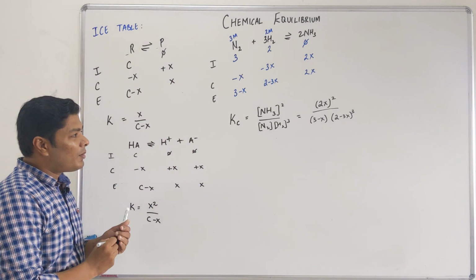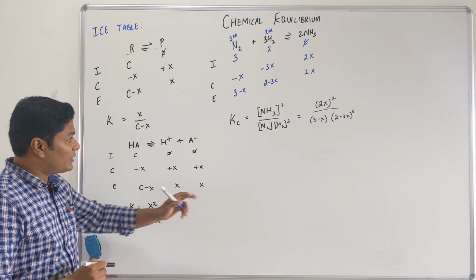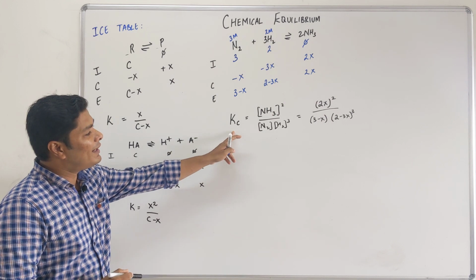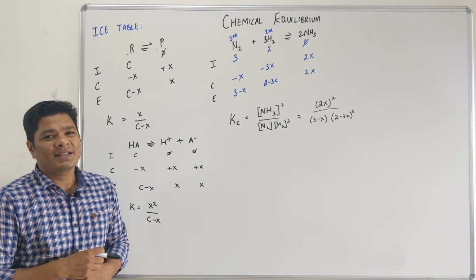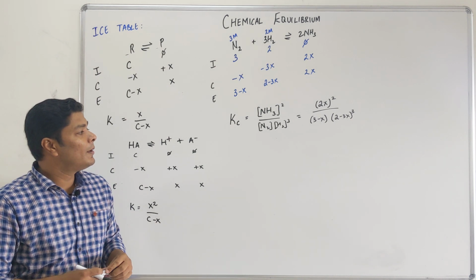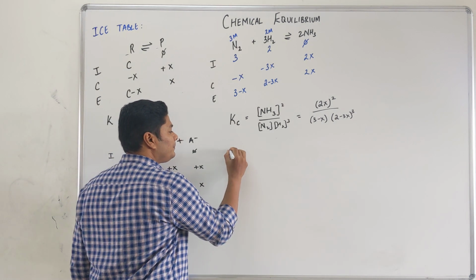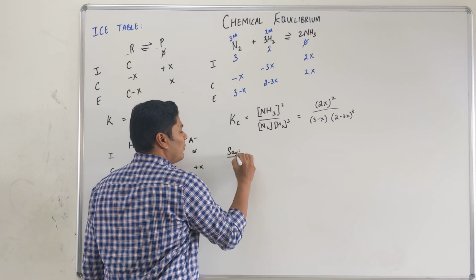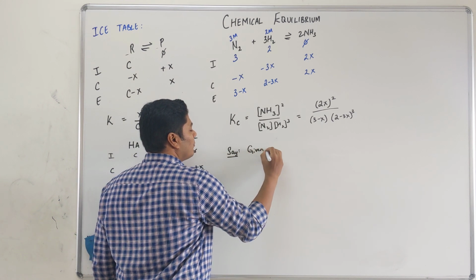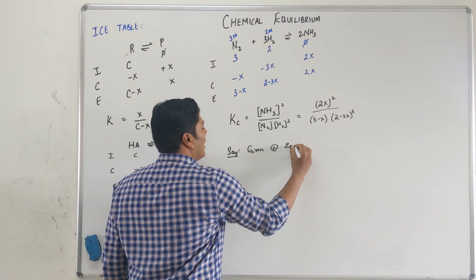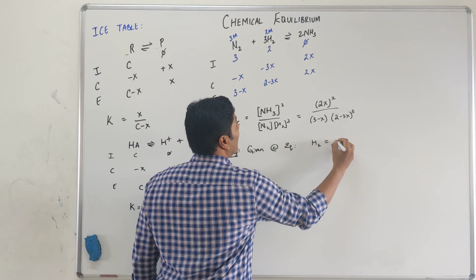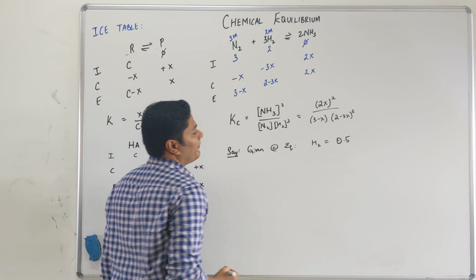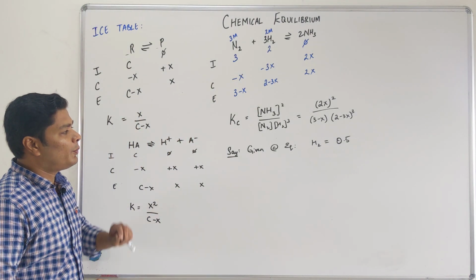Now, normally if it comes like this, they will ask you what is the value of K. You can find the value of K when you know X. They will not tell you what is X. They will tell you X in disguise. What I can tell you is, let us say for example, what is given is, at equilibrium H2 is 0.5. Okay. H2 is 0.5.